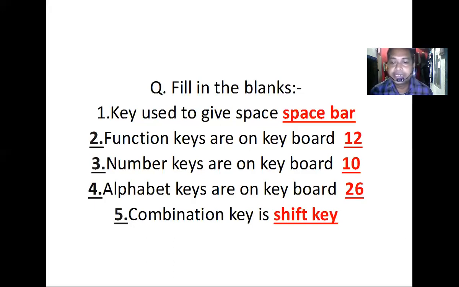Alphabet keys on the keyboard: 26. Alphabet keys means A to Z. A to Z are the alphabet keys and the total number of keys is 26. Alphabet keys are 26. And the next point, the combination key, is the shift key.